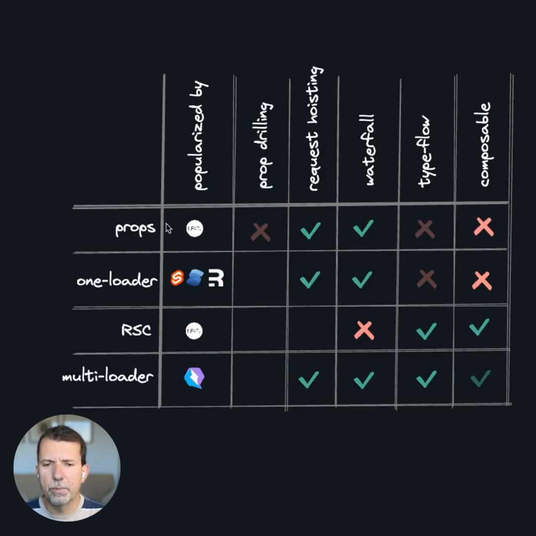Let's compare all of these approaches. With getServerSideProps, the loading of the data is placed in a separate method. Because it's a separate method, we don't get automatic type flow and it's not really composable. However, what we do get is request hoisting, meaning that the framework can start fetching the data eagerly as soon as it knows which particular route is activated, and the data will become available to the component once the rendering starts.